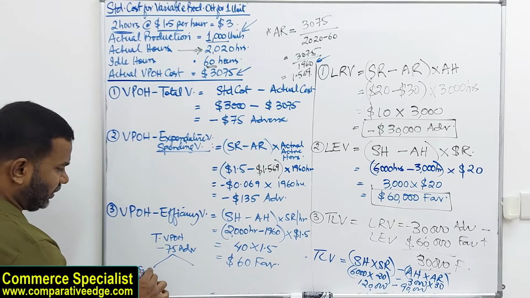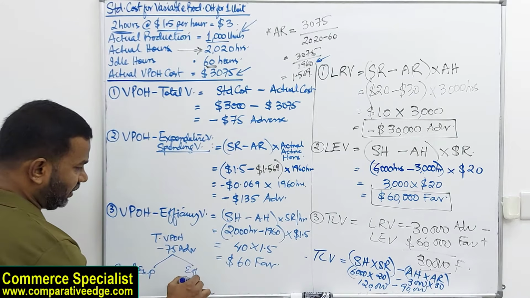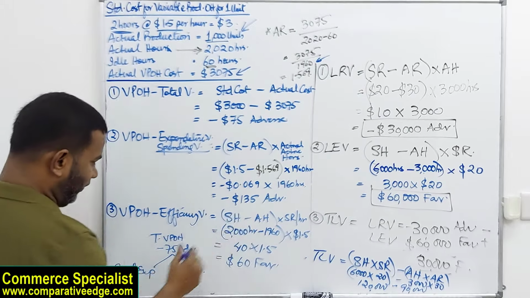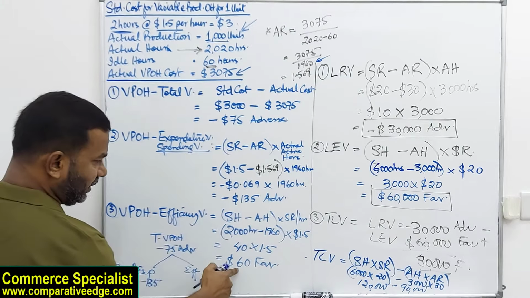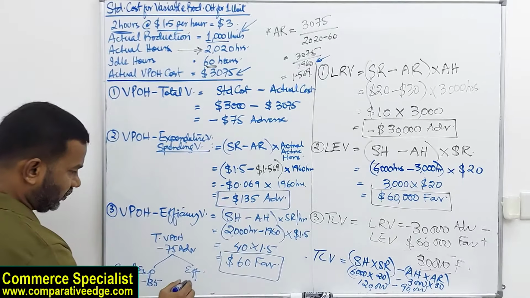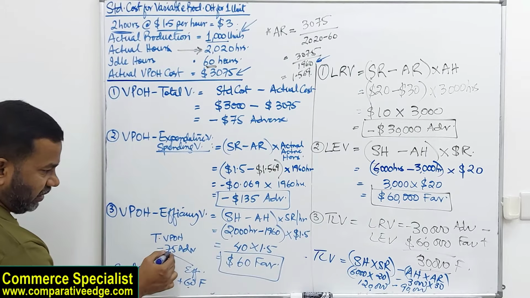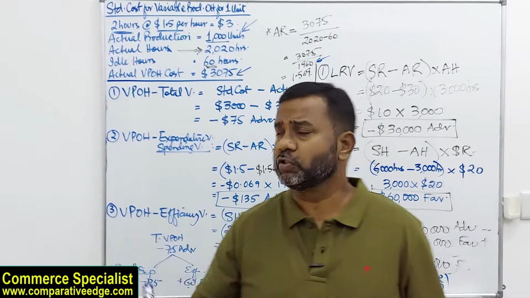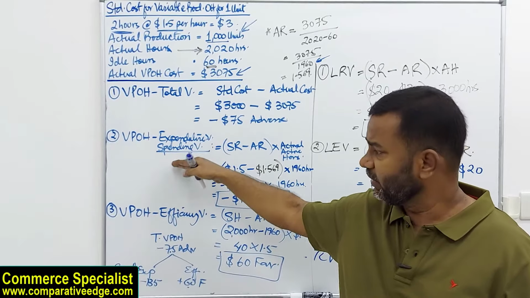One is expenditure variance, or you can call it spending variance. The other is efficiency variance. Your spending variance or expenditure variance is minus 135. Your efficiency variance is $60 favorable. So this is minus, this is plus. Plus, minus, minus, sign of the greater number. This is the greater number, we're getting 75. So guys, these were the three variances related to variable production overhead: the total, spending or expenditure variance, and efficiency variance.